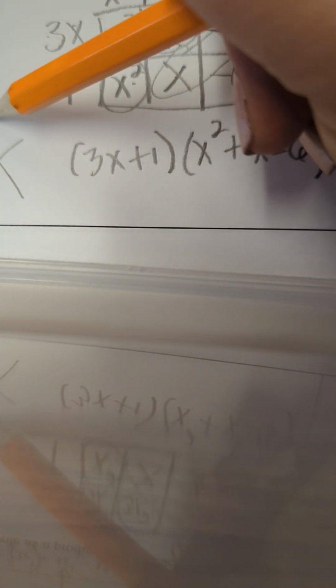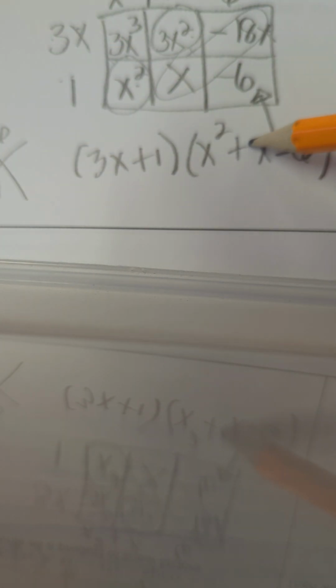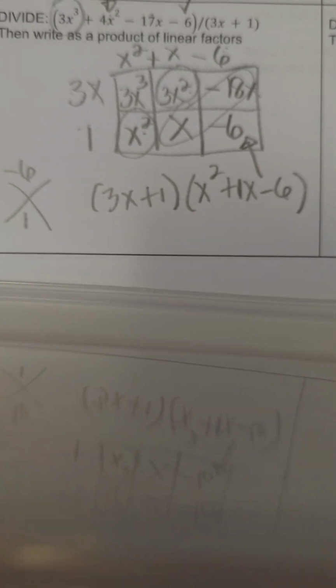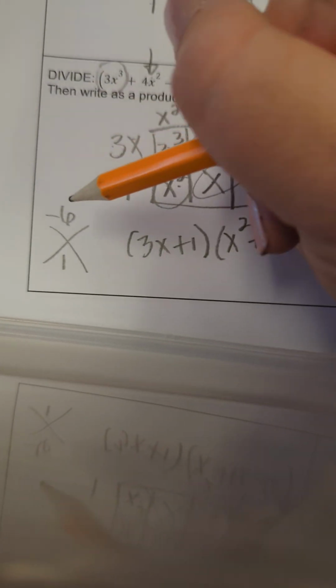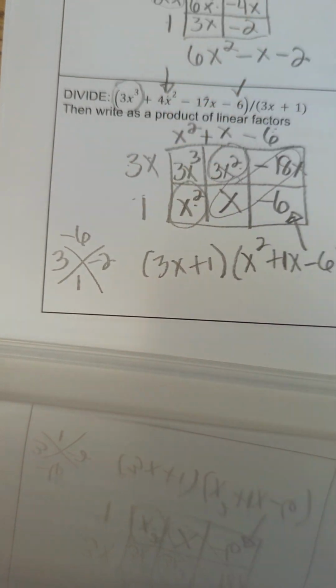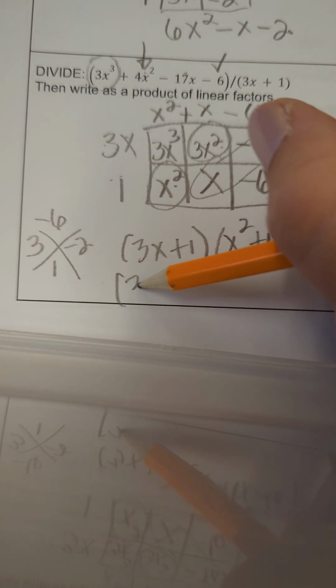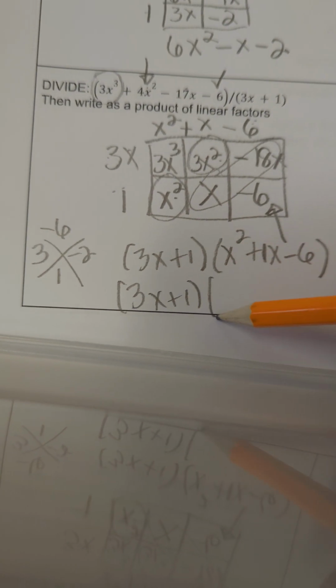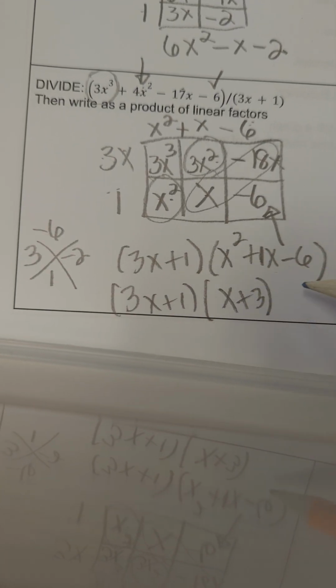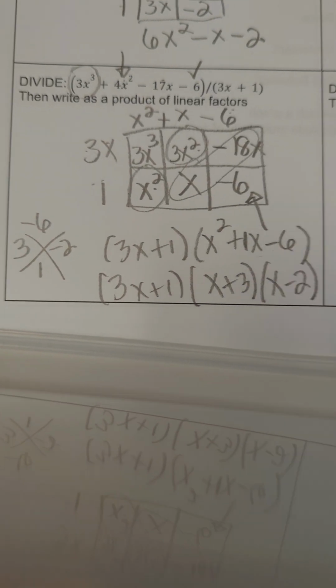So I need to do the diamond to figure out what the factors of negative 6 are that add up to positive 1. So those factors would be 3 and 2. So I want a positive 3 and a negative 2 so that they add up to 1. So my final answer is going to be 3x plus 1 times x plus 3 times x minus 2.